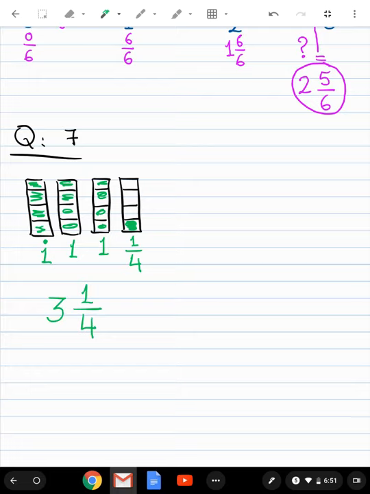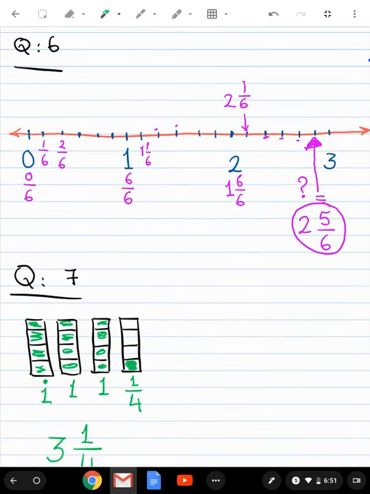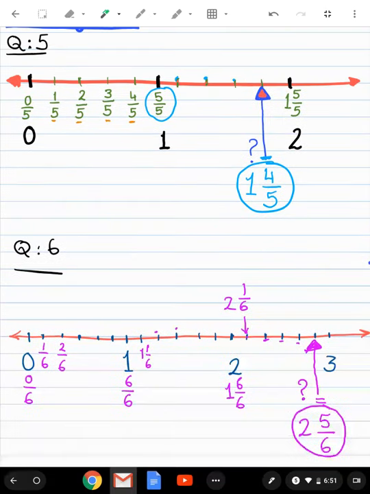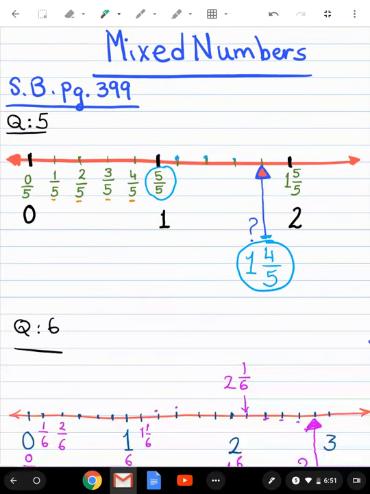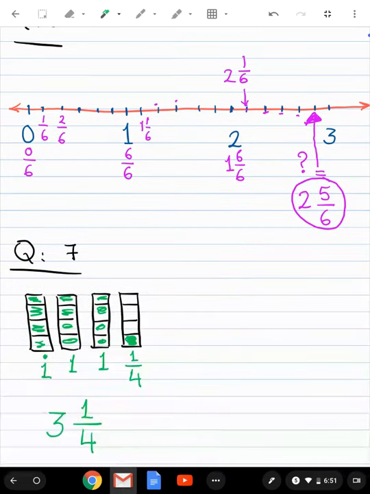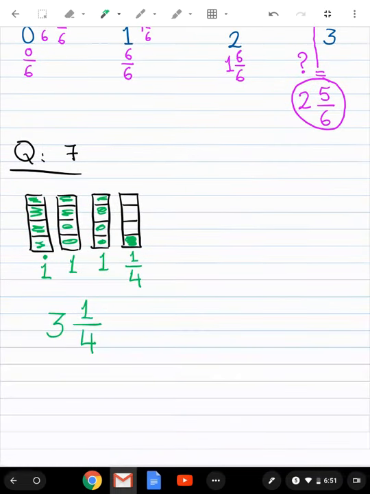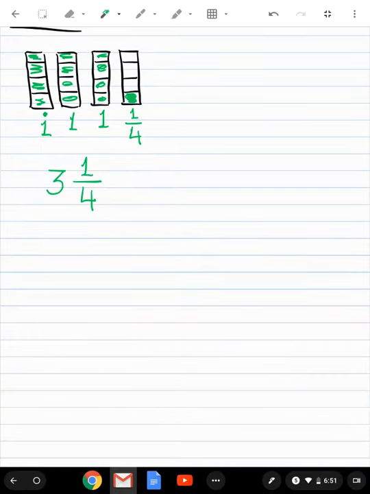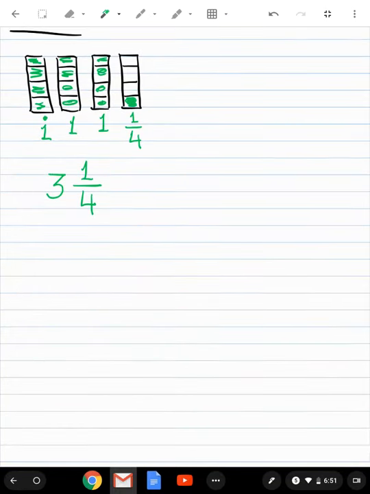So this is how we represent the mixed numbers in different ways, by drawings, and also by the number line. I hope that you understood what we explained. If you have any questions, just send me your question and I will be here to answer them. Thank you.